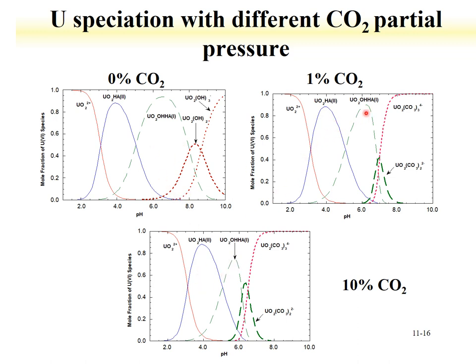For instance, this mixed uranium hydroxy humic acid species seems to be impacted by the level of carbonate because it's competing for carbonate speciation around the same pH.